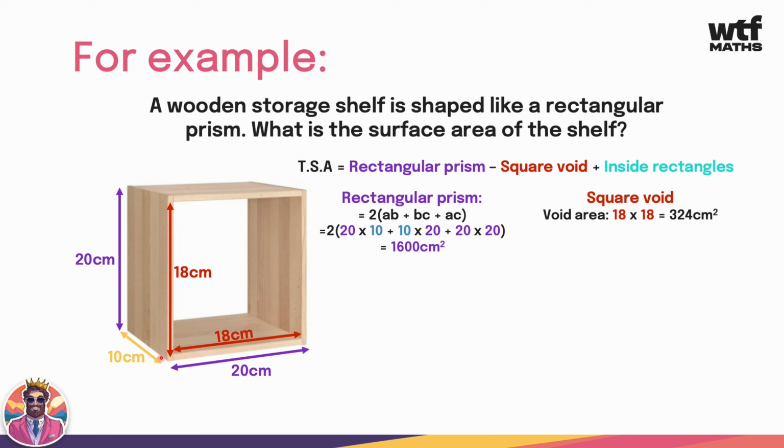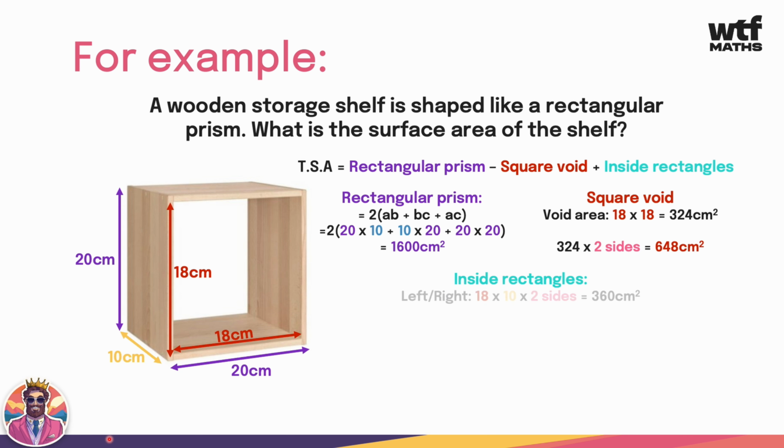And now, because there is a void at the front of the box and also the back, we're going to times that by 2. So we end up with 648 centimeters squared. So there's 648 centimeters squared we're going to have to take away because it's no longer a part of our box. Now, if you look closely, because we've cut holes in the front and the back, there's now inside surface area. There's a rectangle at the bottom and the top, and there's a rectangle on the right here and the left. So we also need to add those on.